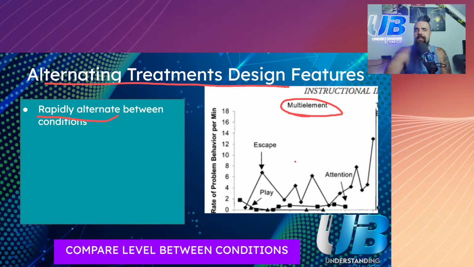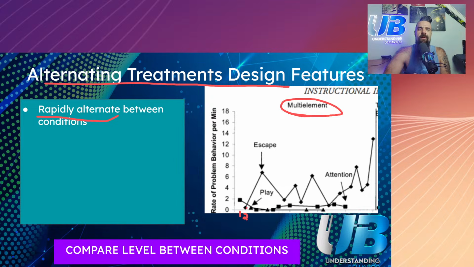So let's look at our chart here and show you what that means. Alternating treatment designs are designs where we can test out many different conditions all at once. And we see that here. Each of these different signs and each of these different data paths is going to be a different condition. So we have our square condition here, that's our attention condition. Diamonds are our escape condition. Triangles are our play condition. So we've got 3 different ones that are being rapidly alternated between here. We see that pretty much every session we're switching that up. So session 1 is going to be our square.